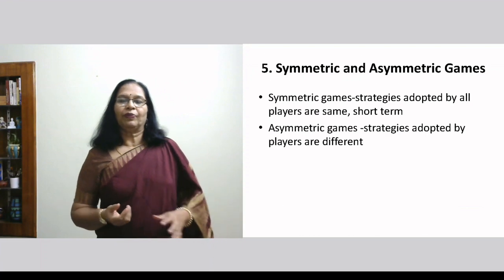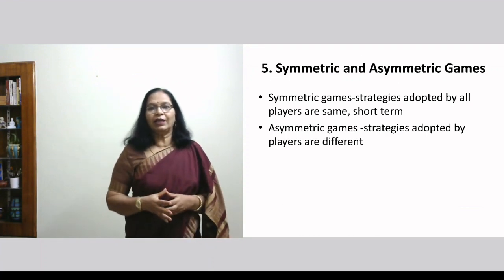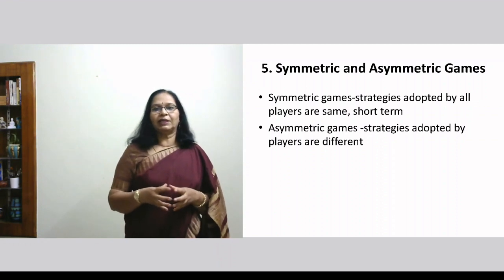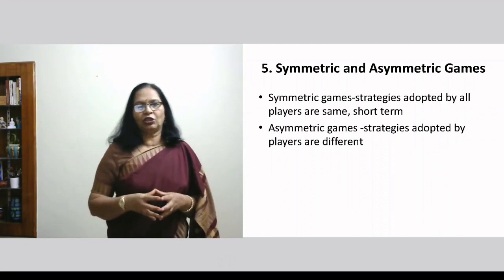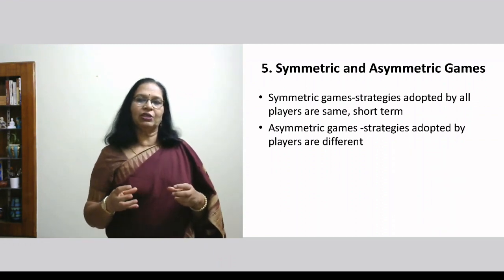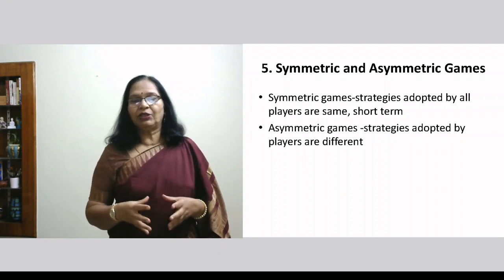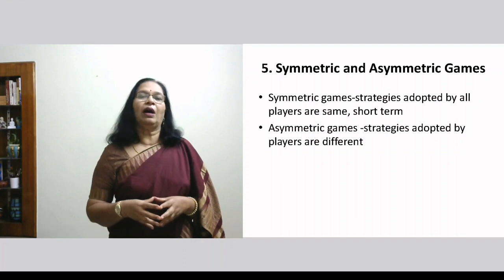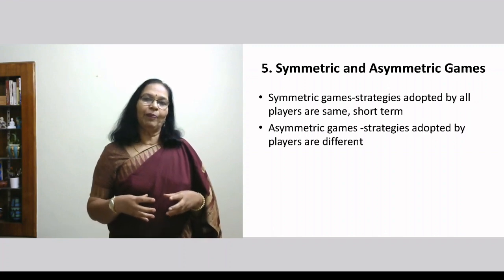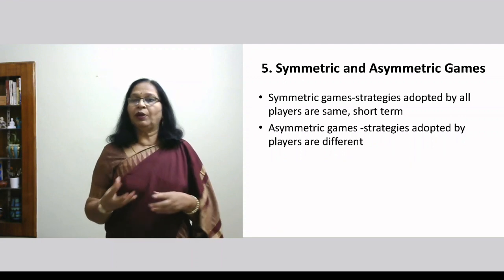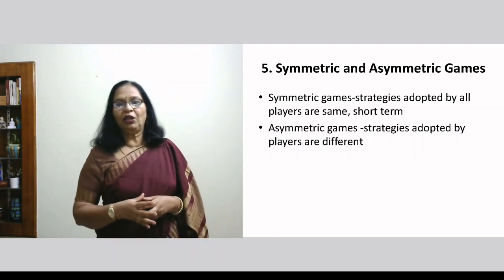Then we also have symmetric and asymmetric games. Symmetric games are adopted by all players at the same time, and it works in the short term. In the short term, they can make decisions and the information is available, in which case we call them symmetric games. Asymmetric games are when players make different strategies to a given complex situation that they face.